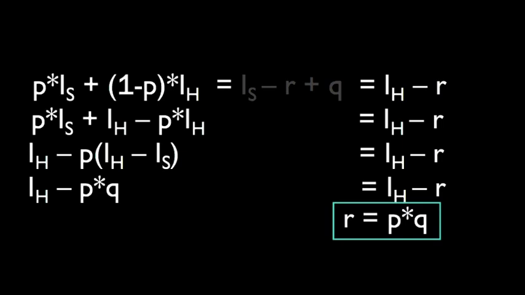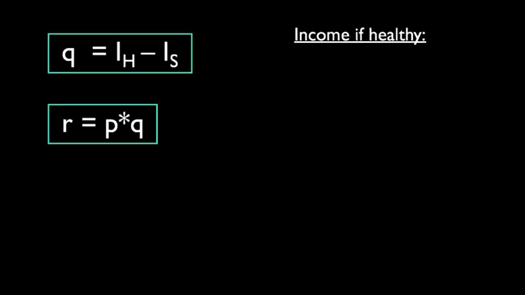All right, let's do one final thing before I let you loose. Let's just verify that there's absolutely no uncertainty in this person's life if they buy an insurance contract that has this particular premium and payout. Okay, let's start with what would happen to the person if they stayed healthy. If they stayed healthy and had this insurance contract, again, their income when they're healthy and insured would be IH minus R. And we said R was equal to P times Q. So in the place of R, we can just plug in P times Q.